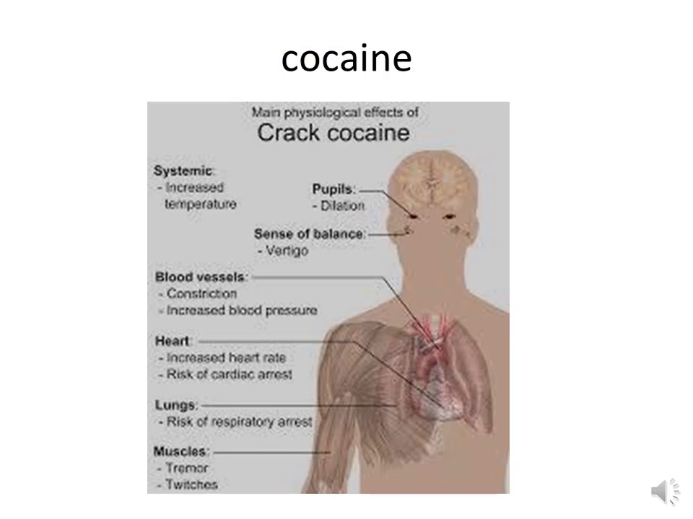This is a slide summarizing the effect of crack or cocaine on the body. It will cause an increased temperature, dilatation of the pupil, vertigo, constriction of the blood vessels, so it's going to lead to increased blood pressure, as its effect on the heart is going to increase the heart rate, leading to a risk of cardiac arrest, risk of respiratory arrest, and it can even cause a tremor or twitches of the muscle.